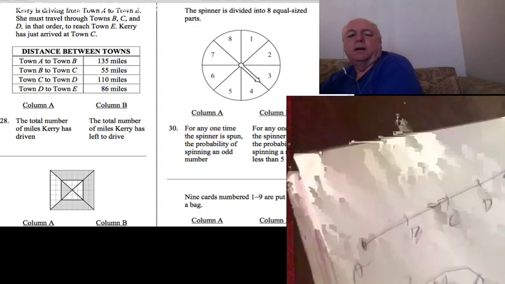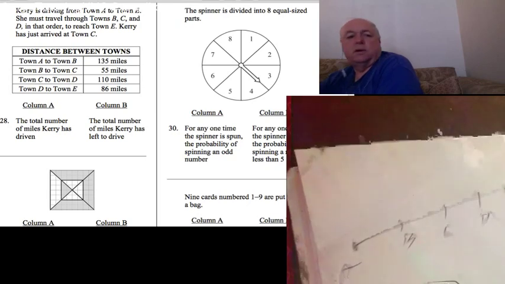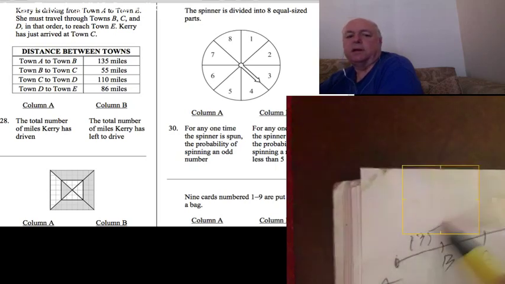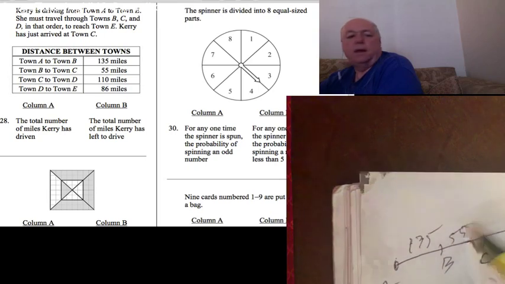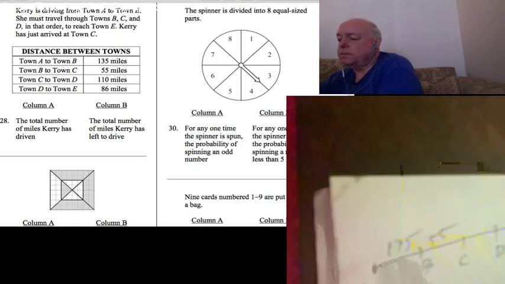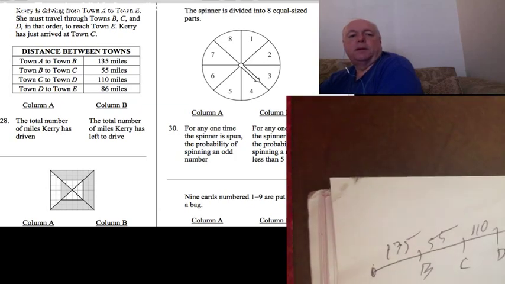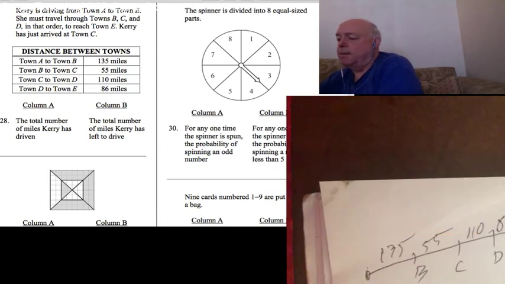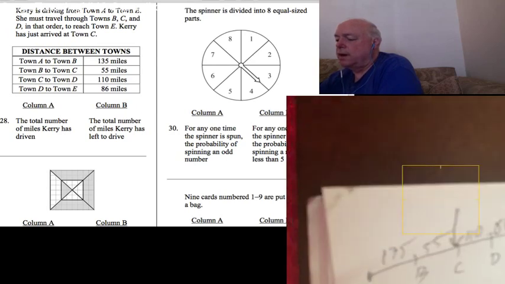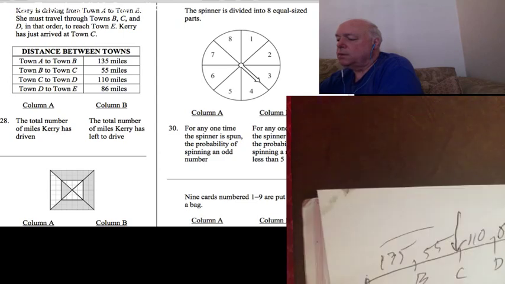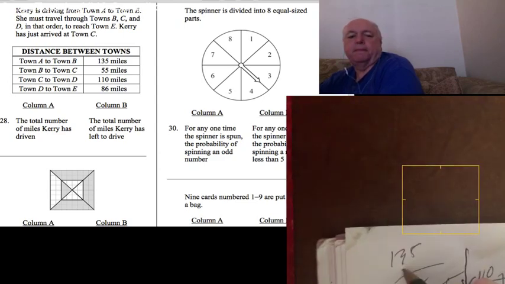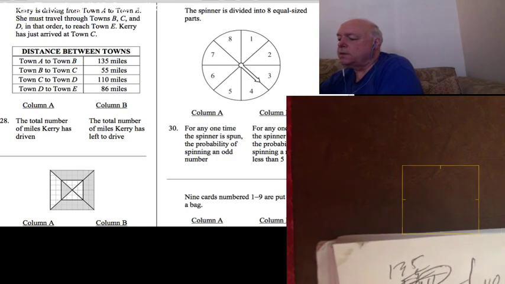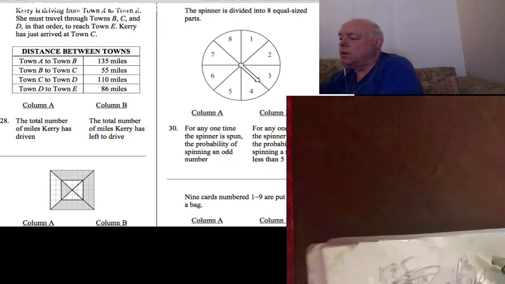All right, so from A to B is 135, from B to C is 55. What I'm doing is labeling things, taking them one at a time. C to D is 110, and D to E is 86. It says Carrie has just arrived in C, so she just arrived right here. How much has she gone so far? She's done 135 plus 55, which I believe is 190. And the amount she has left to drive looks like it's 196. 110 plus 86 is 196.